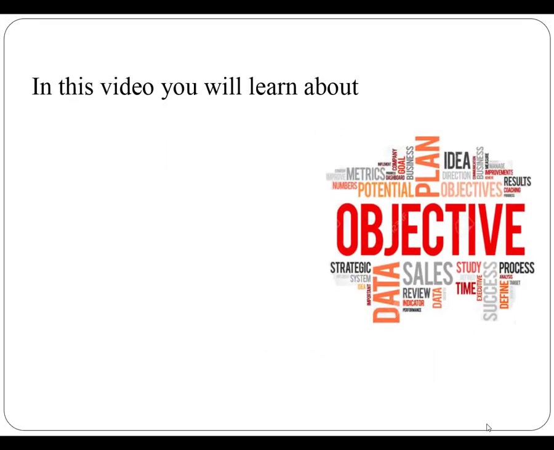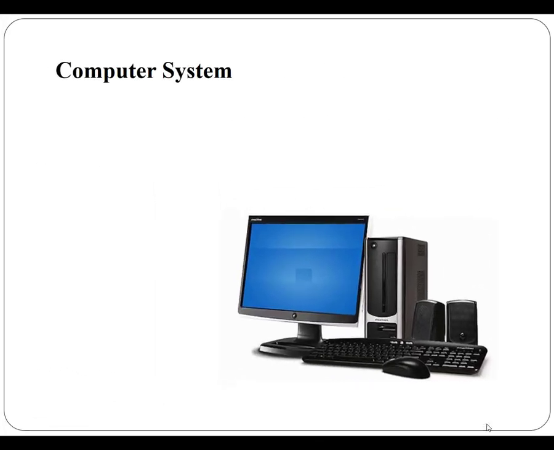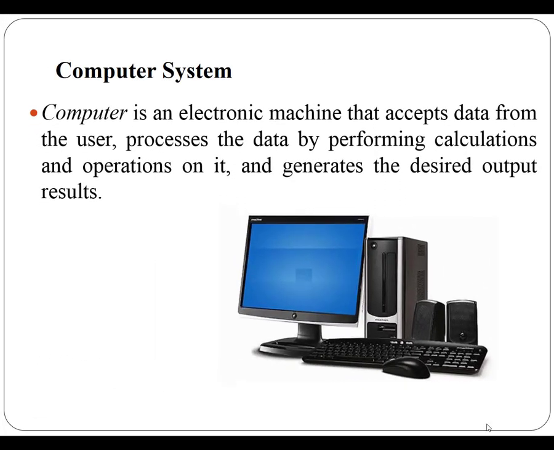In this video, you will learn about the different input and output devices of computer. Let us begin with the definition of computer system. Computer is an electronic machine that accepts data from the user, processes the data by performing calculations and operation on it, and generates the desired result. Another definition of computer system is a data processing machine, and it needs user instruction to perform any type of job. After processing the raw fact, it produces useful information for the user.